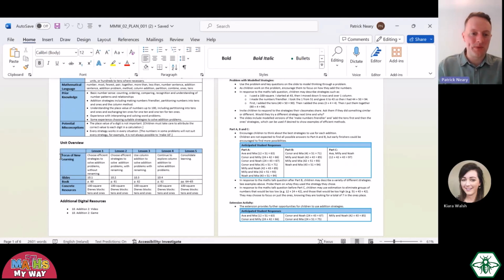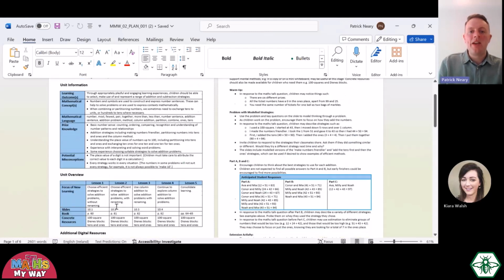If it was me teaching this unit, I'd have a look at this on Friday and see, okay, 100 squares, yes, I have a set of those ready to go. Dienes blocks, okay, I need to go down to the other classroom and borrow those for next week. So it's all there. And then you have your additional digital resources. There's a video to go with this unit, and there's your game as well.